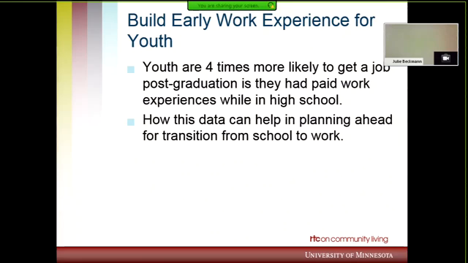And then in terms of looking at the data, one of the ways in which you can slice the data is by age. What we know is building early work experiences for youth really makes a difference. Youth are 4 times more likely to get a job post-graduation if they had paid work experiences while in high school. And how can this data help in planning ahead for transition from school to work? That's something we've also been keeping in mind.